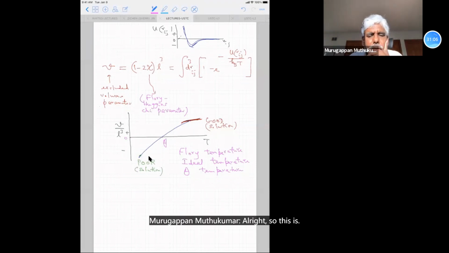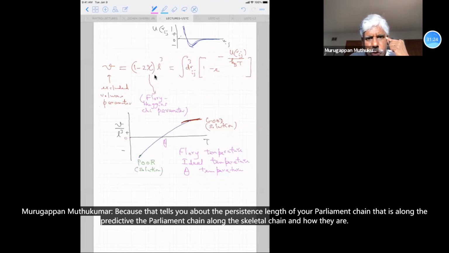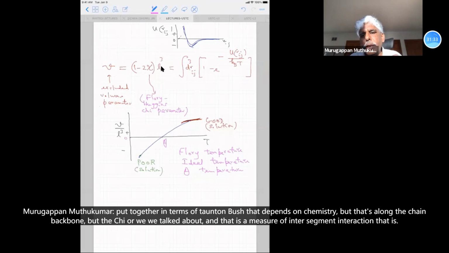All right. So this is where we are going to account for the inter-segment interactions. Please notice there's a Kuhn segment length L that also depends on chemistry, because that tells you about the persistence length of your polymer chain. That is along the trajectory of the polymer chain, along the skeletal chain, and how they are put together in terms of trans and gauche. That depends on chemistry, but that is along the chain backbone.